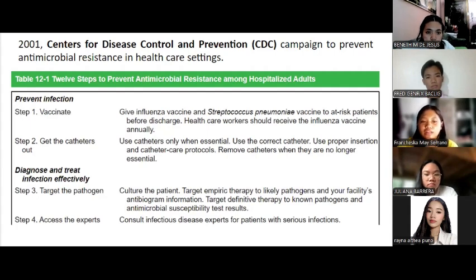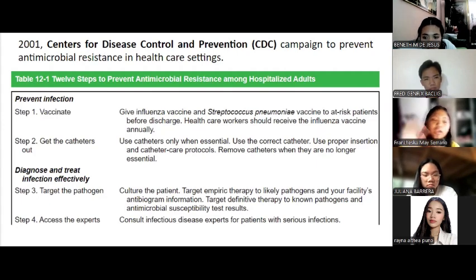So, as we have tackled earlier, kailangan maging careful sa catheters because catheters is kung saan mag-form yung biofilm which will introduce infection to the patient. And only use catheters when essential. Use proper insertion and remove when they are no longer needed. Next is diagnose and treat infection effectively.